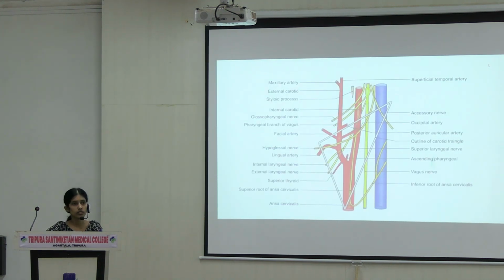This is how the structure of your artery, vein and nerve usually look in the neck part. Okay. Can you identify the important structures here?